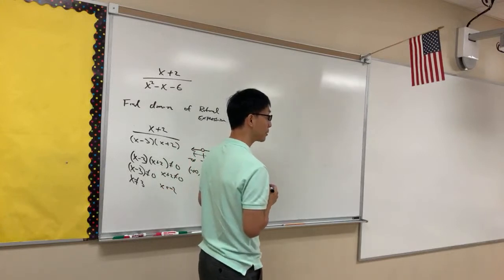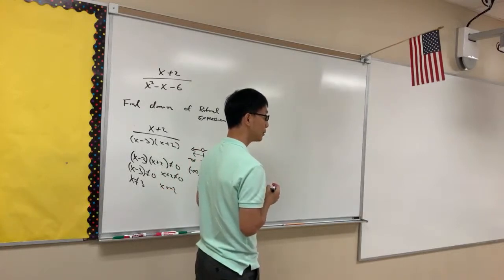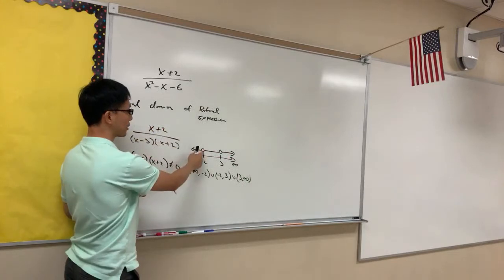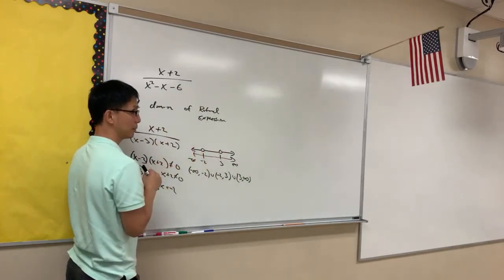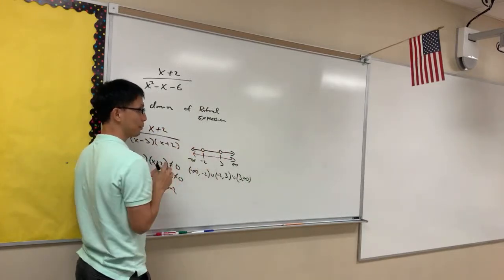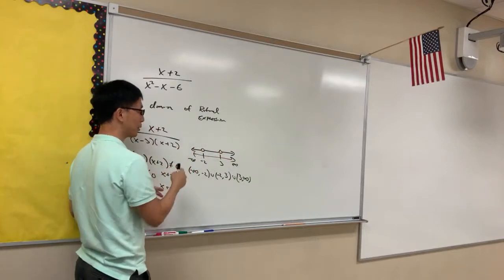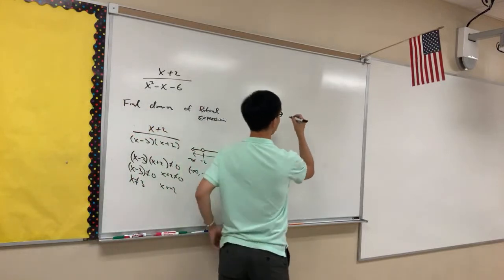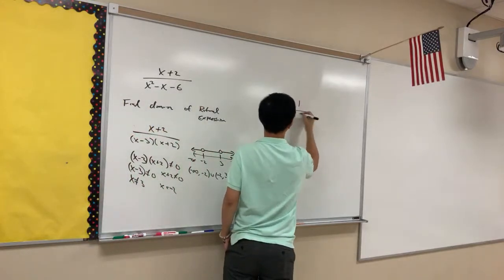Okay, yes, Denise? I forgot, how do you tell when the circle is open or closed or filled? Here we say cannot equal 3, so it's an open circle, and cannot equal -2 is also open. If it can equal -2 and equal 3, then it's going to be closed. Good question.